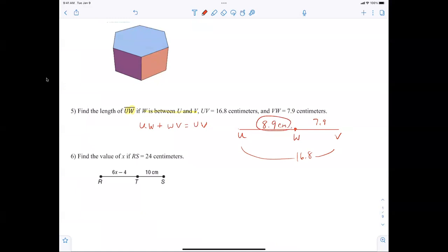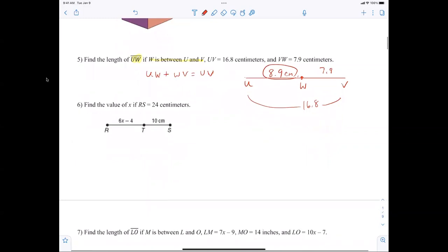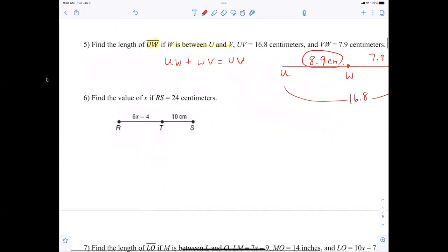Anybody else on the first page? 6. Now it says find the value of X. So all we're doing is we're looking for X. They're telling you that RS is 24. So 6X minus 4 plus 10 equals 24. Do you agree with that?